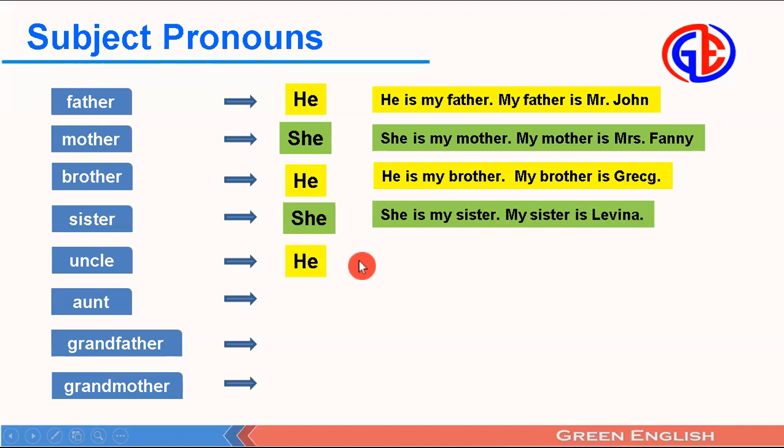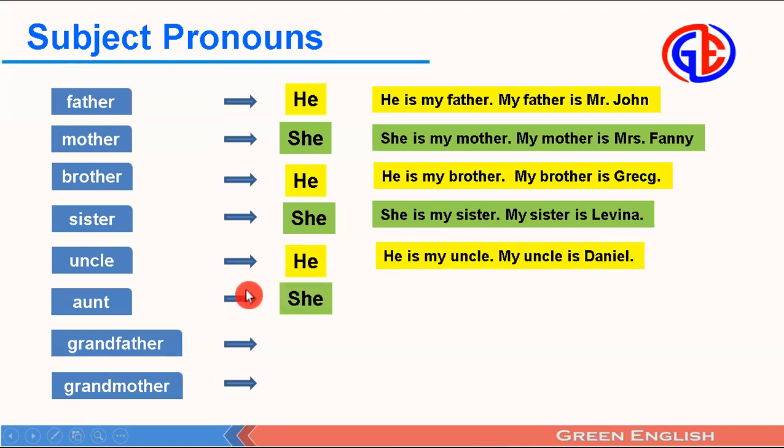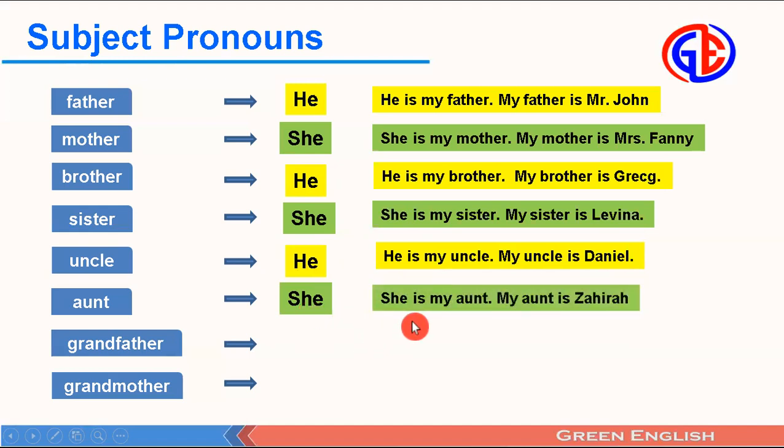Uncle. Uncle, just like brother and father, the subject pronounnya adalah he. Okay, so he is my uncle. My uncle is Daniel. Okay, great. Next, we have aunt. Aunt sama seperti sister and mother, subject pronounnya adalah she. Ya. So she is my aunt atau my auntie, you may say. She is my aunt and my aunt is Sahira, the name of my aunt.